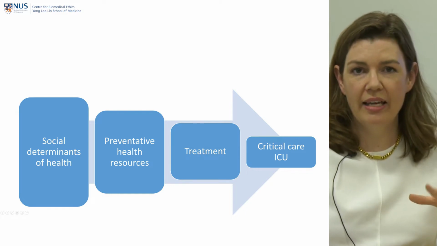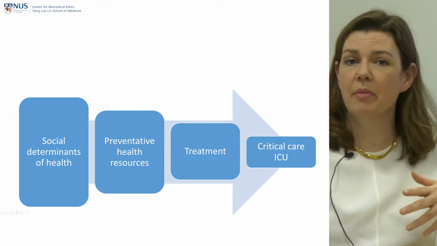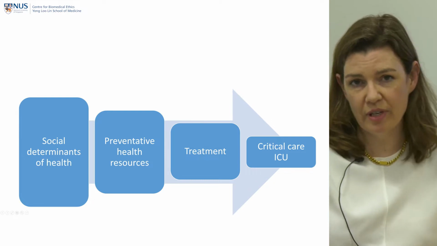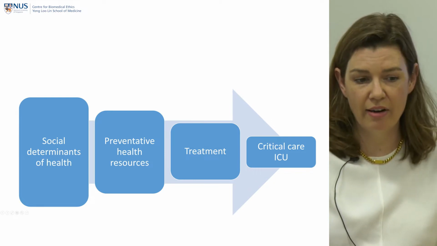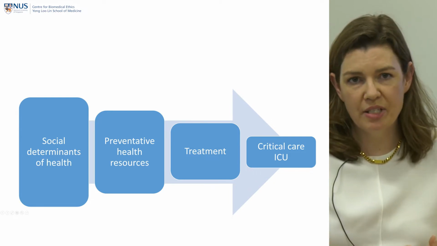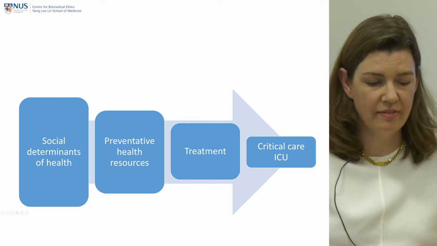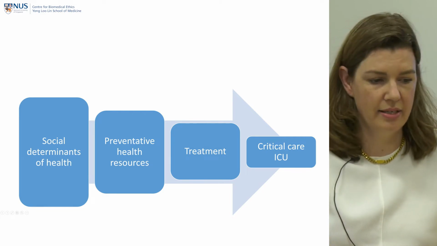Then we can look at patients who actually get sick from COVID and might need treatment. So in-hospital treatment, for example, access to antivirals. And then a smaller number of patients will be critically sick, really severely sick, and might need access to ICU.